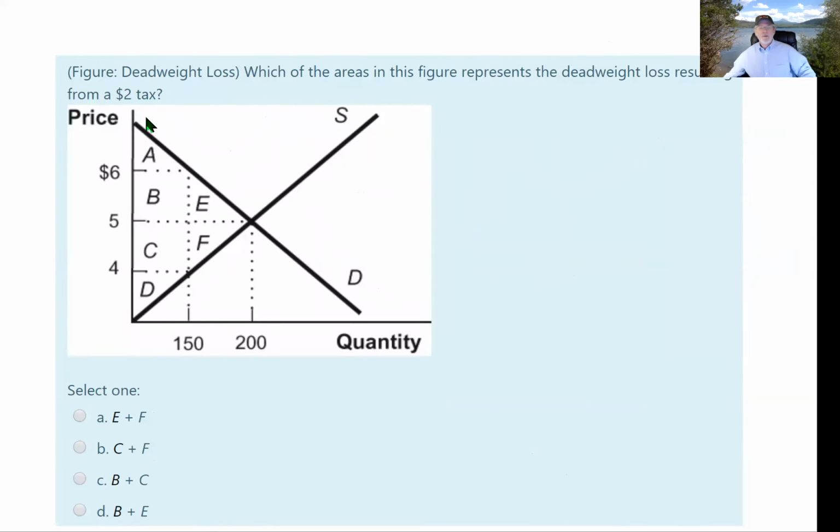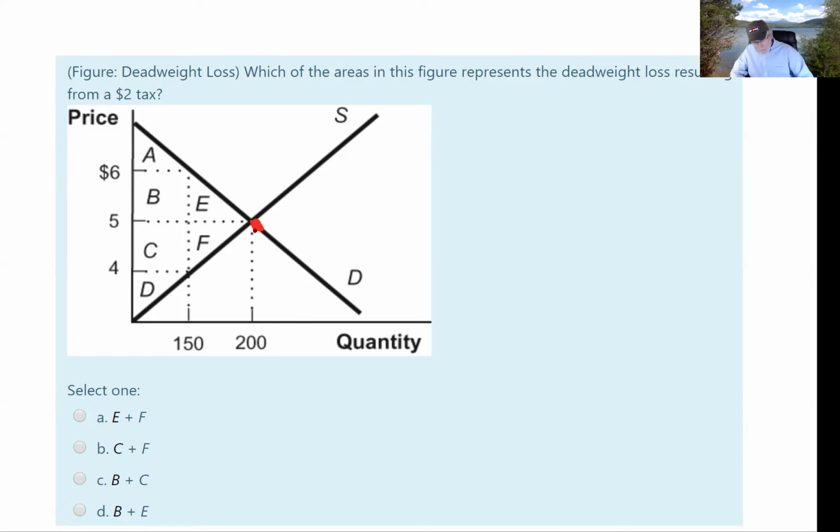Moving on to number 2. Here we have: which of the areas in this figure represents the deadweight loss resulting from a $2 tax? We said you have a deadweight loss when something happens. It can be due to a tax, it can be due to a tariff, it can be due to monopoly. Something happens that prevents us from reaching the efficient level of output. And as a result, potential gains from trade that we could have had, we lose. And that's what we're going to see here.